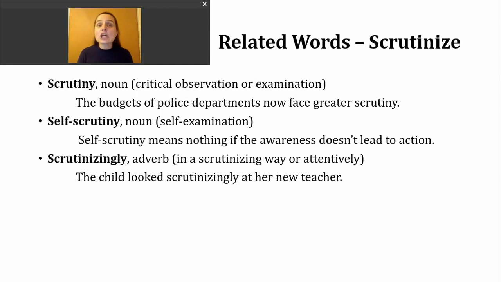Next, let's take a look at some words that are related to our verb scrutinize. The first word is the noun form scrutiny. And scrutiny is a critical observation or critical examination. We can hopefully see how the verb and the noun are connected in meaning. Here's an example of scrutiny in a sentence. The budgets of police departments now face greater scrutiny.